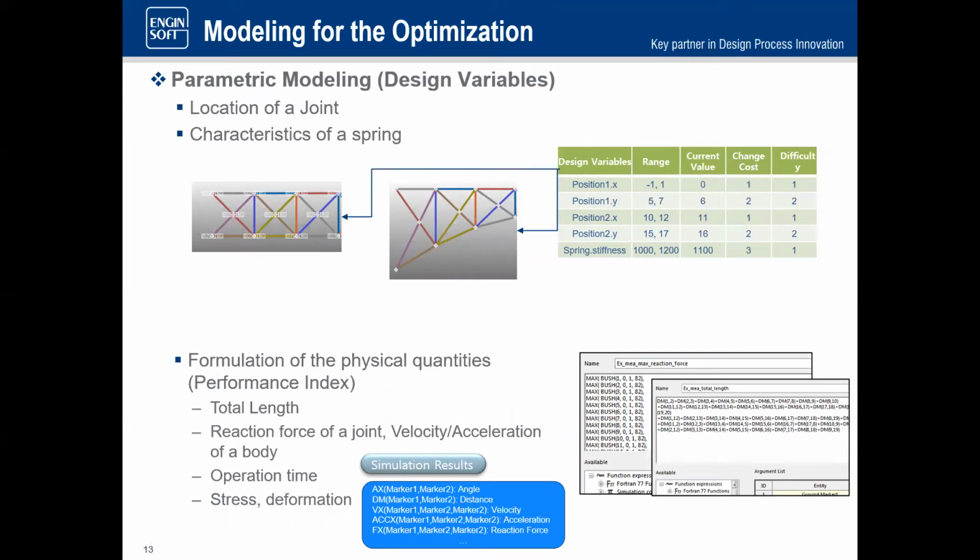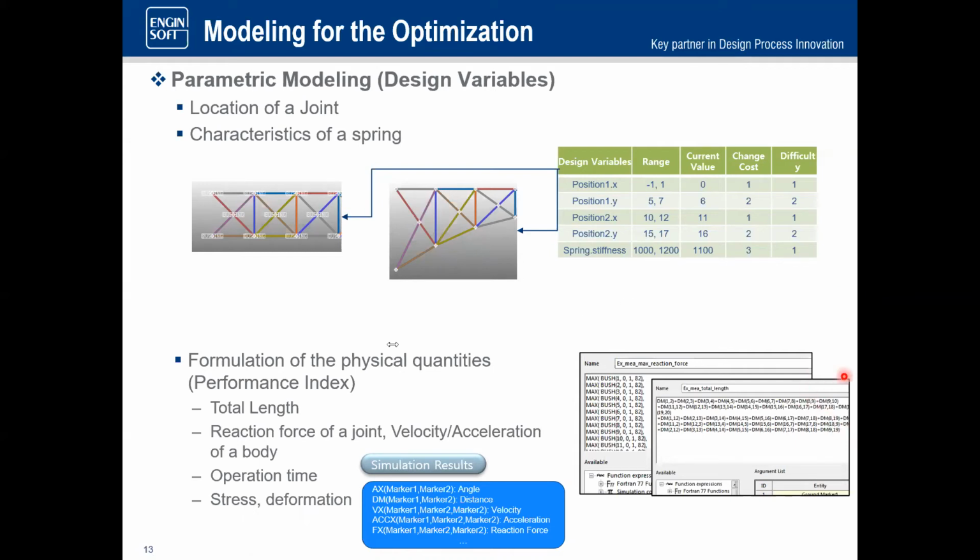Okay, so now let's get to the specifics of applying these things. So in this case of this Truss Bridge, we have design variables that are set up to define X and Y components of different positions. So you can see position 1, position 2 here. And another design variable is stiffness. And in this case, spring stiffness may be associated with an attachment point between the bridge and the support.